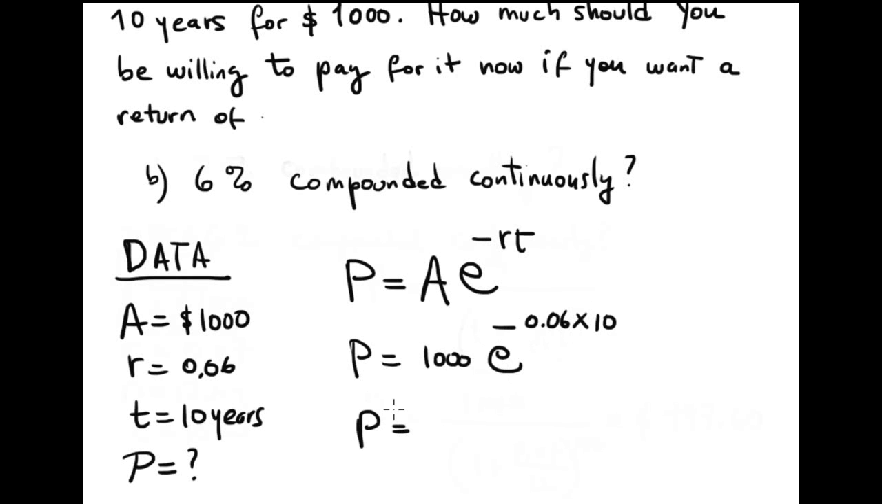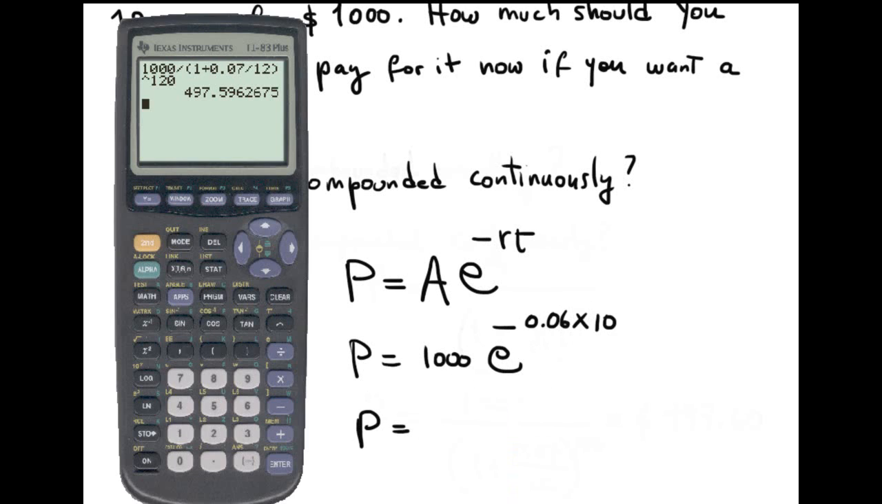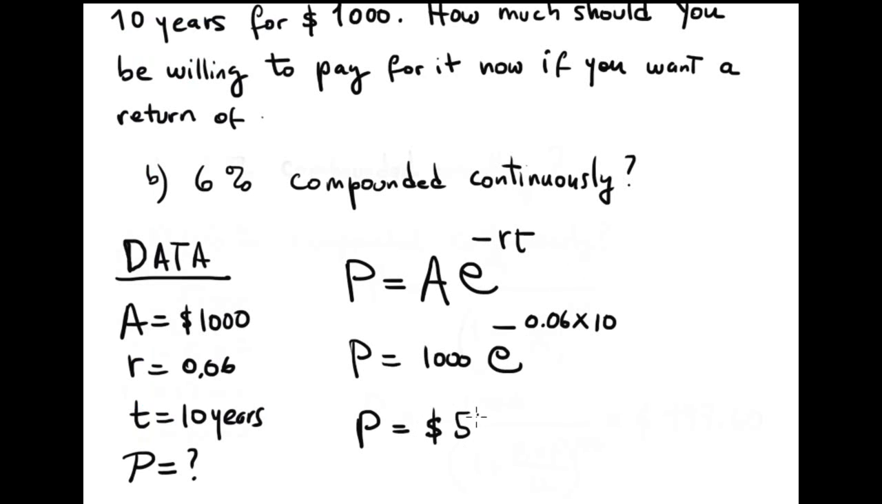Okay, now the calculator. In the calculator, this is 1,000 times exponential. Inside the exponential we have minus 0.06 times 10. And close the parentheses and press enter. And the answer is $548.81.